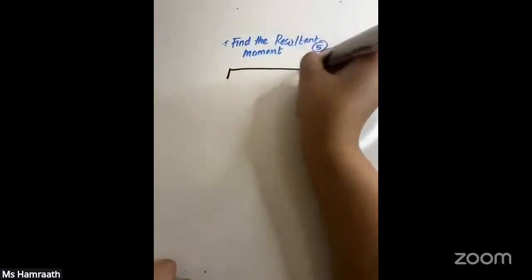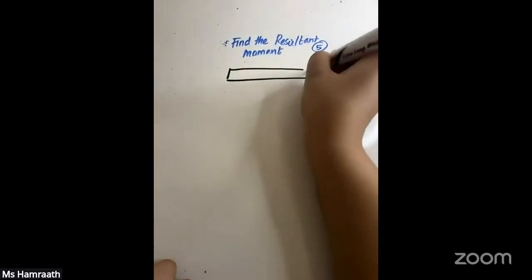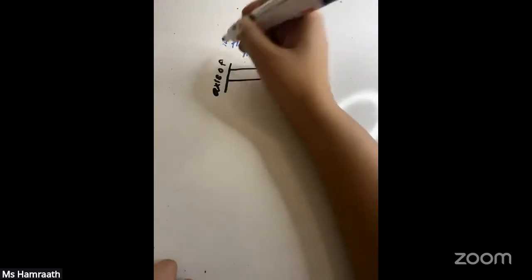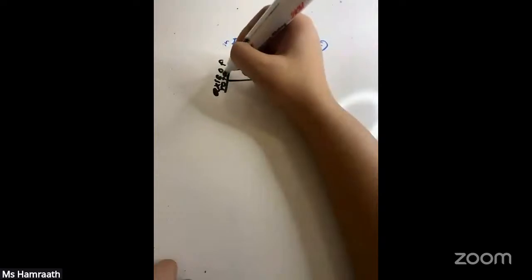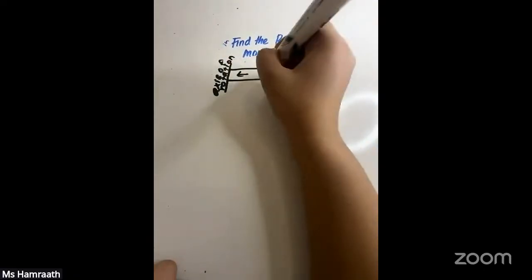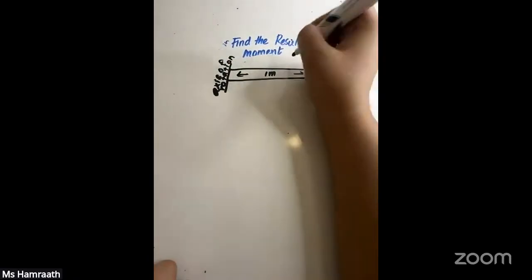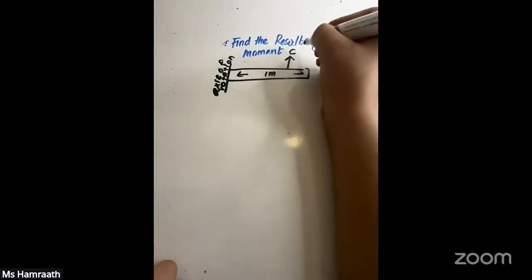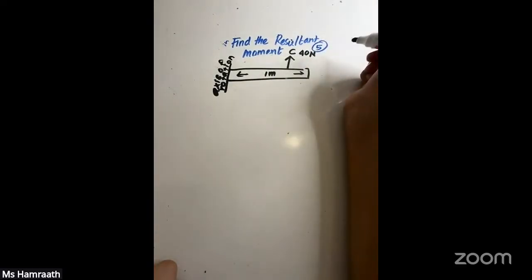Okay, let's say this whole rod is 1 meter. And let's say it is fixed from this side, axis of rotation. Now, this time, no hint. You have to do it alone. So, this is the axis of rotation. And let's say the whole rod is 1 meter. And then let's say I am giving a force from this direction. Let me mark this as C. And the C, I am giving a force of 40 Newton.